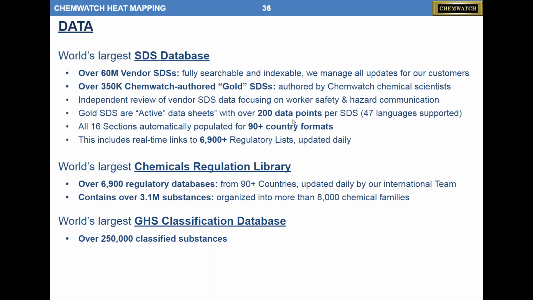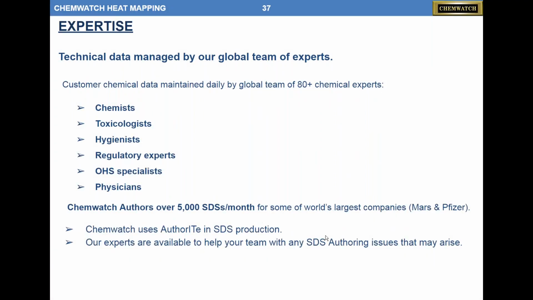And in this database, we have over 3 million substances that are organized into 8,000 families. So we have really good data on this side. We also have a GHS classification database. Our authoring tool is fabulous, and we have over 250,000 classified substances preloaded. Another differentiator about Chemwatch is we have about 80 plus chemical people on staff. So we do have a large IT department because we're a software vendor. We have about 45, 50 developers that work full-time only on our product.